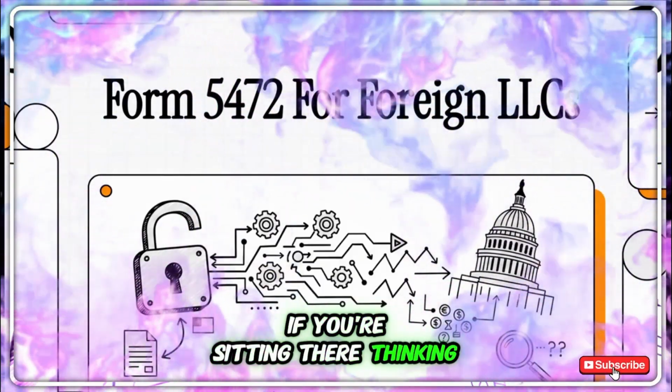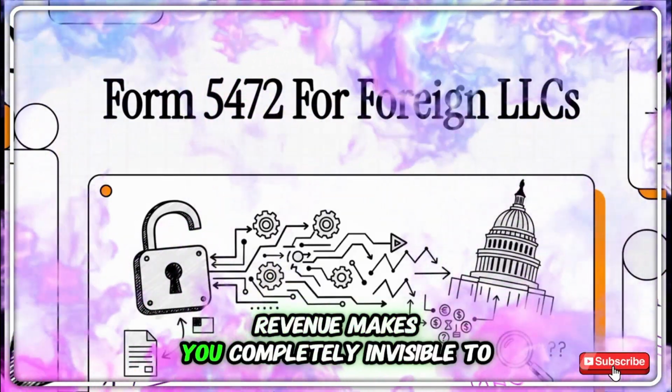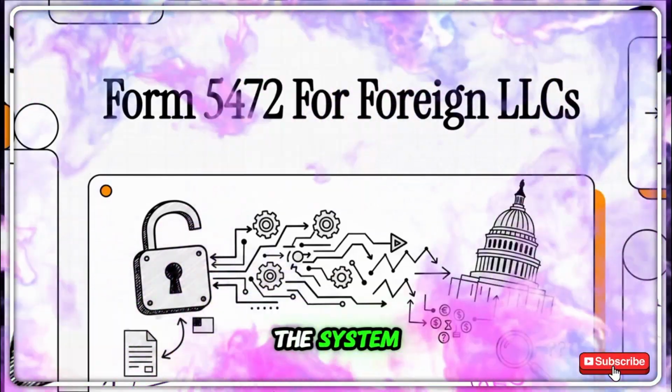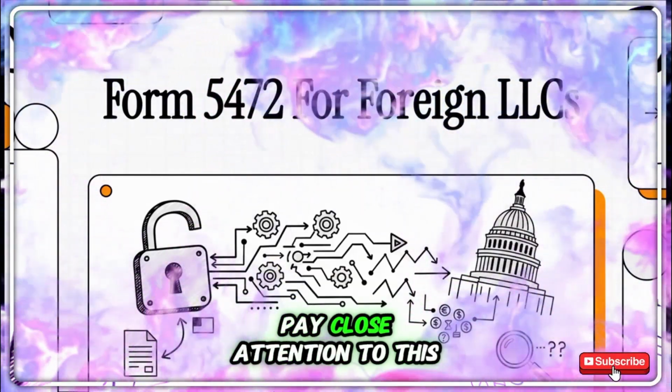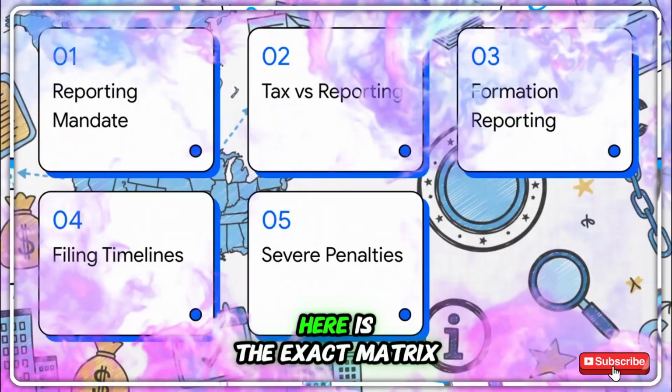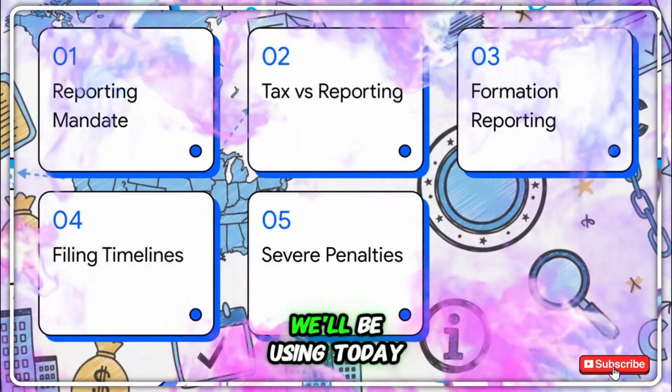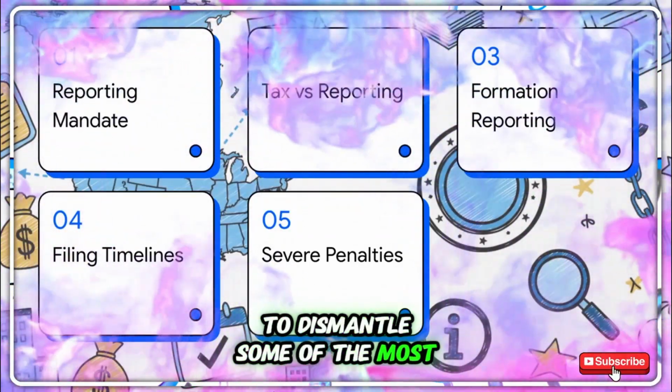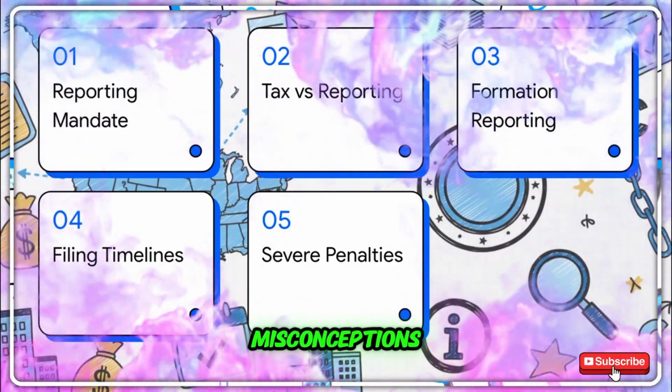So if you're sitting there thinking that having zero US revenue makes you completely invisible to the system, well, you really need to pay close attention to this. Here is the exact matrix we'll be using today to dismantle some of the most common compliance misconceptions.